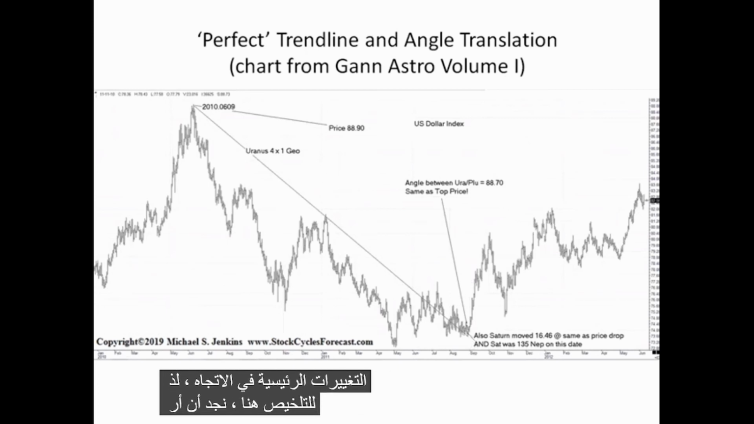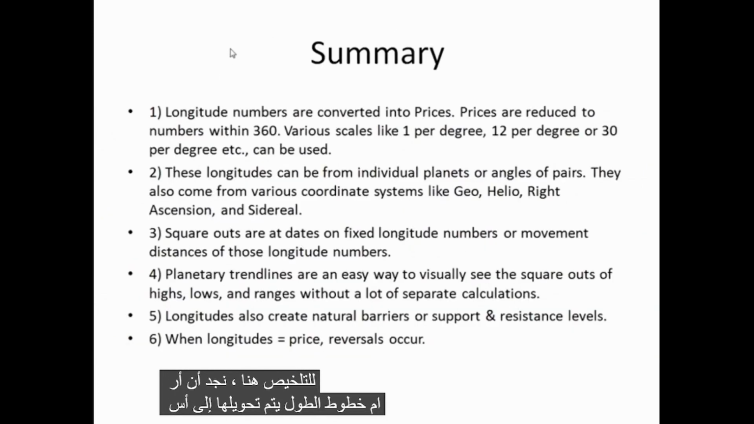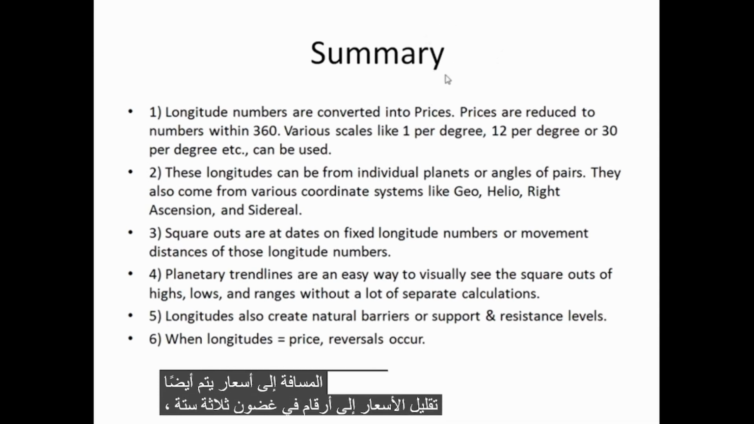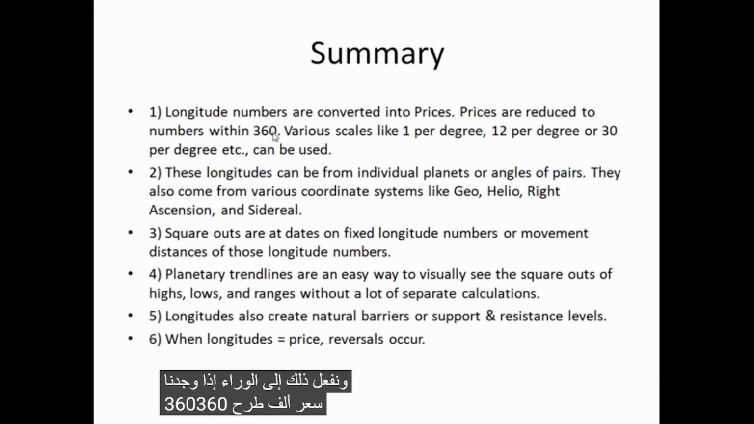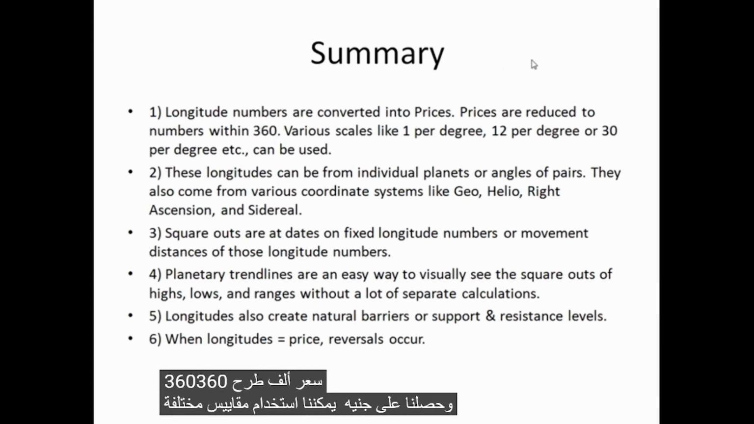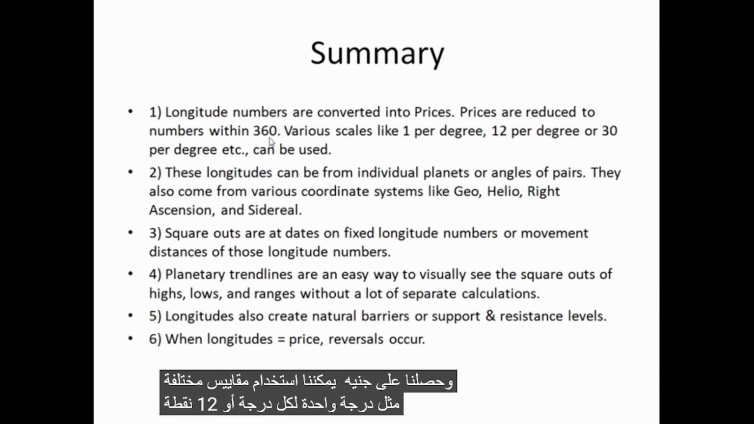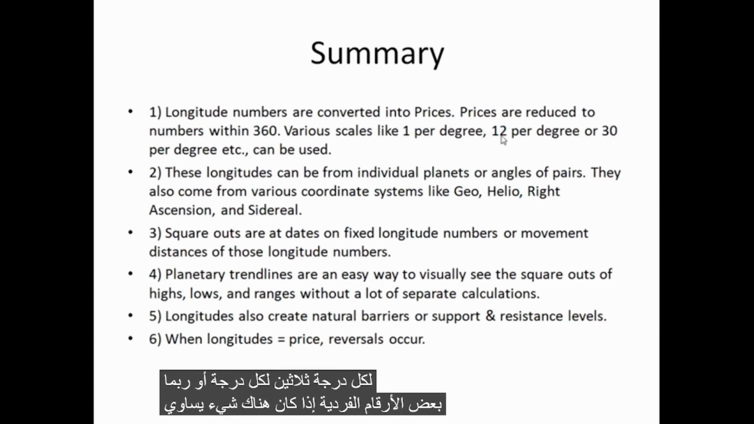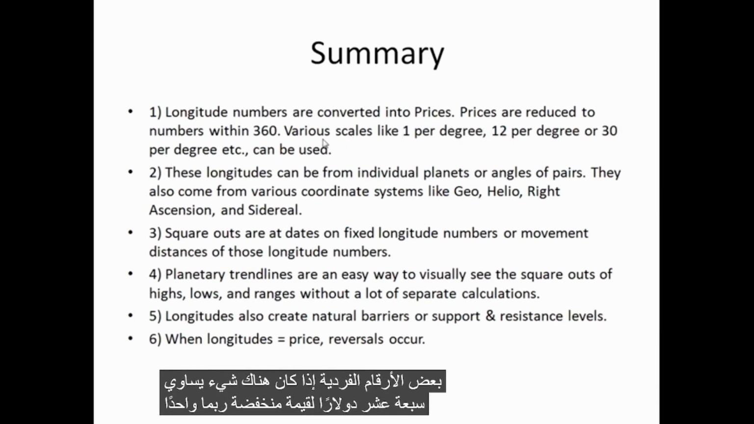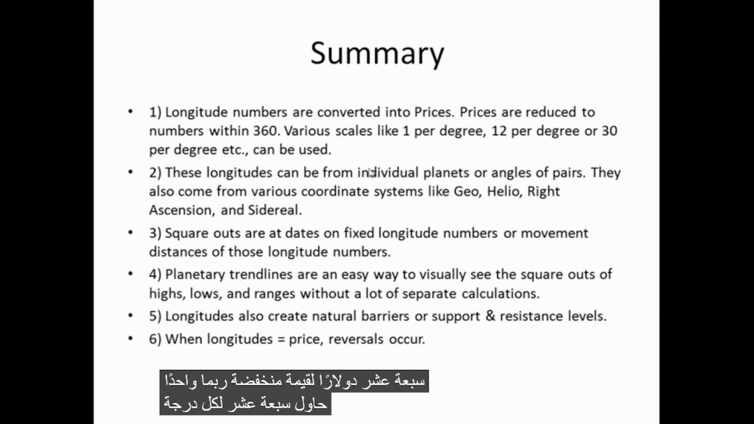So to summarize here, we find that longitude numbers are converted into prices. People subconsciously feel the planets moving, and they convert that distance into prices. Prices are also reduced to numbers within 360. We do it backwards. If we find the price of 1,000, subtract 360, and we get a leftover. We can use various scales like 1 degree per degree, or 12 points per degree, 30 per degree, or maybe some oddball number. If something was $17 for a low, maybe you want to try 17 per degree.